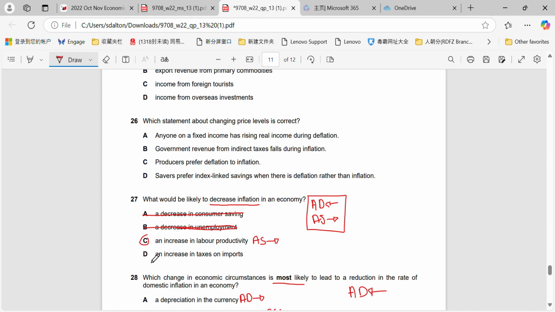An increase in taxes on imports, if those imports are raw materials that are needed, could also cause cost push inflation by increasing our cost of production and by shifting our aggregate supply to the left.